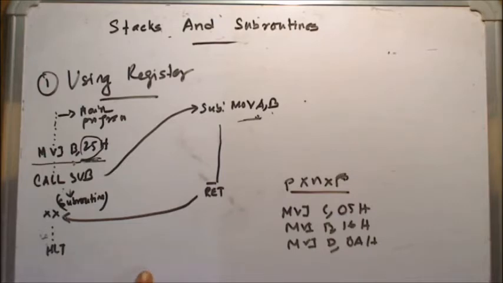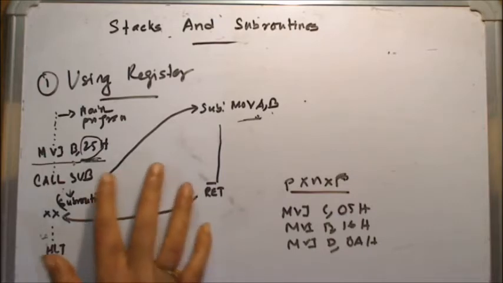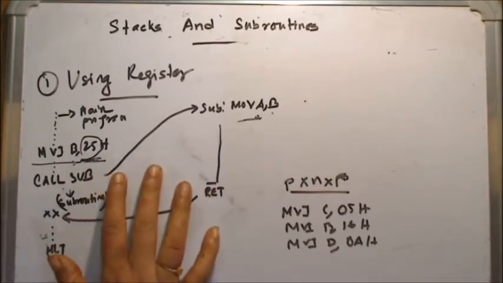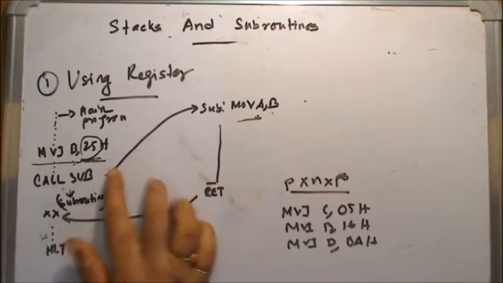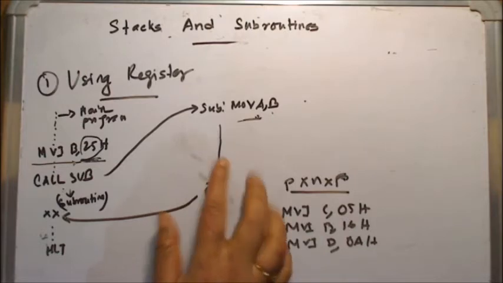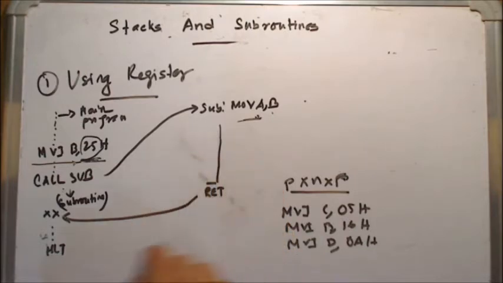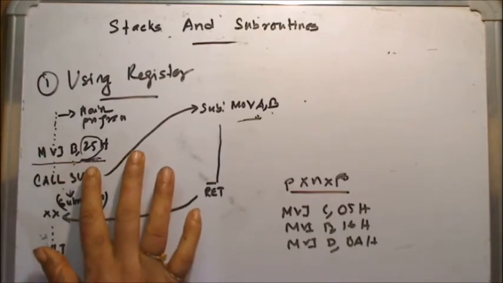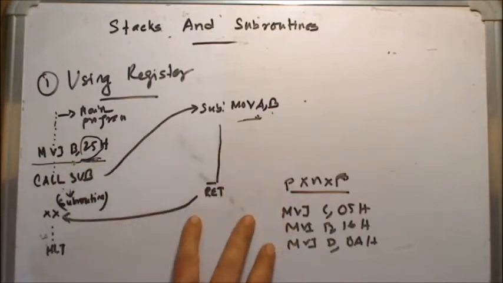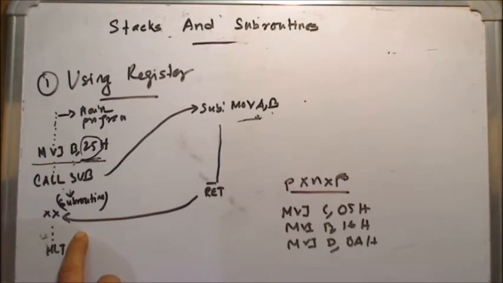This method is simple because I initialize register B with 25H and then put this parameter into the subroutine. The subroutine is executed, and then it returns back to the next instruction. If I put another data value, the same program will be executed and it will return to the main program.